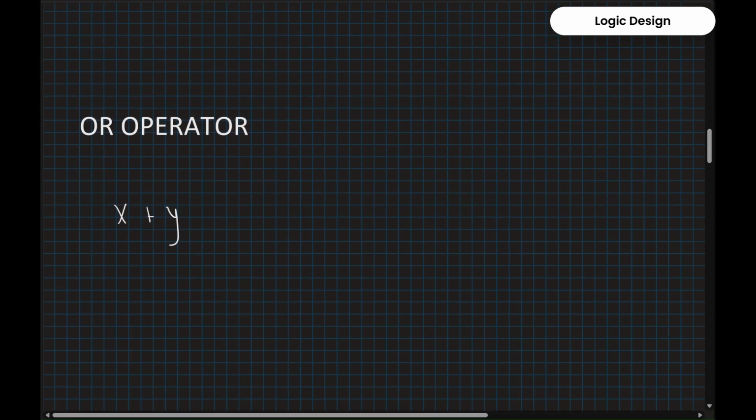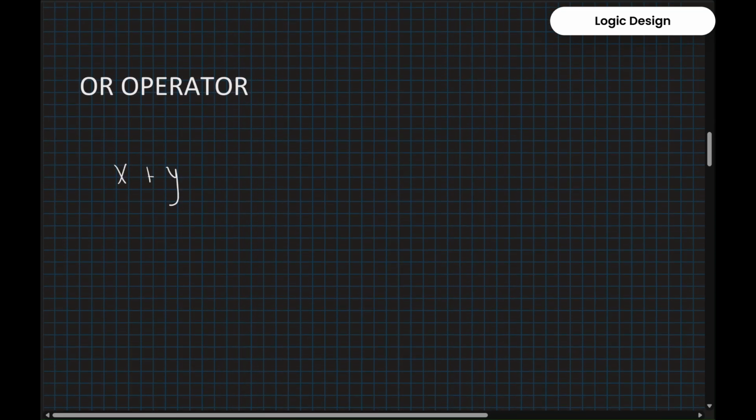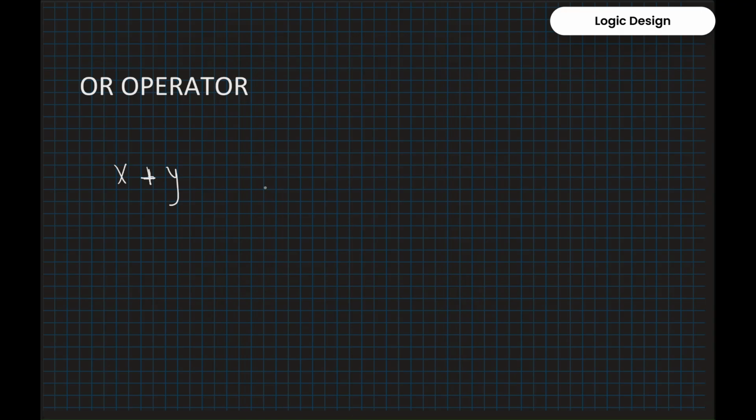Next, we have an OR operator. This is how we normally do addition, right? We use a plus symbol right here. X plus Y, pretty straightforward. Same thing goes for Y plus X. Okay, say X is equal to 1 and Y is equal to 0. The outcome would be 1 in this case.